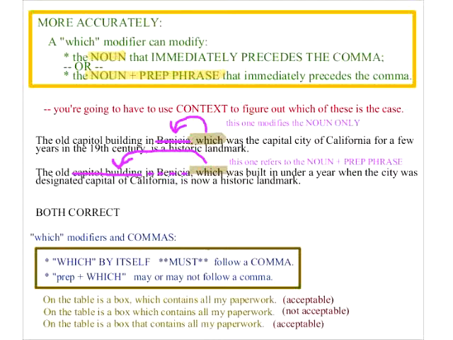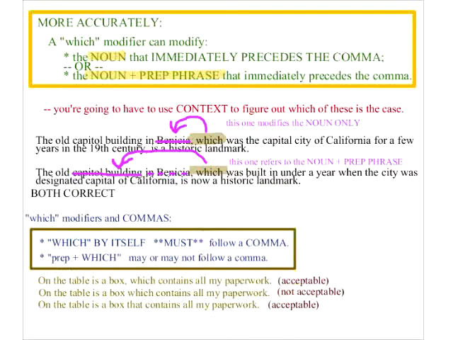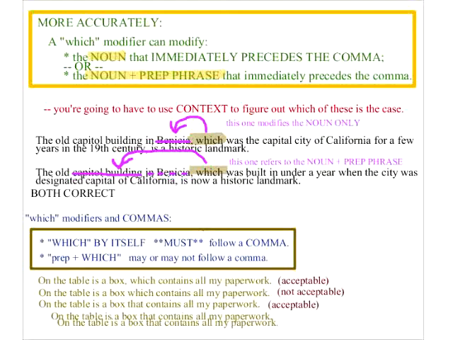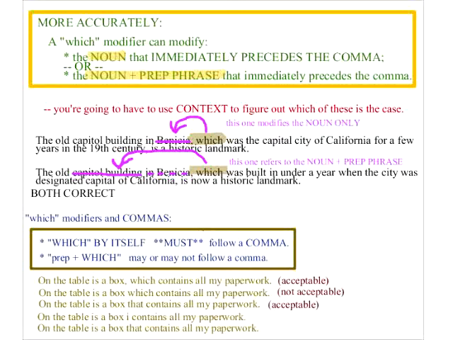On the other hand, if you have a preposition preceding which, if your modifier is in which or of which or at which or according to which, then either way is fine. So if you say, on the table is a box in which I keep all my paperwork, or, on the table is a box, comma, in which I keep all my paperwork, these are both acceptable.